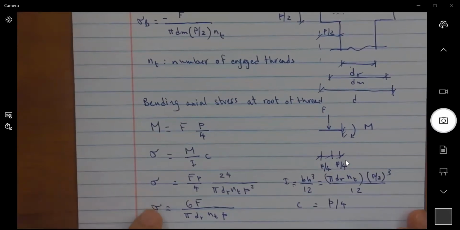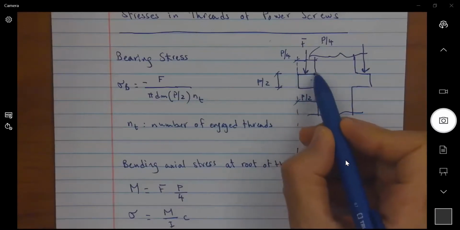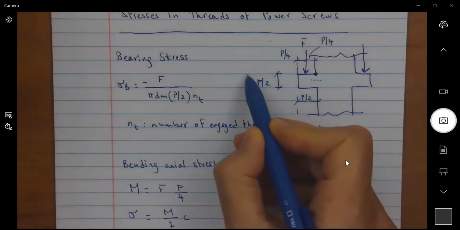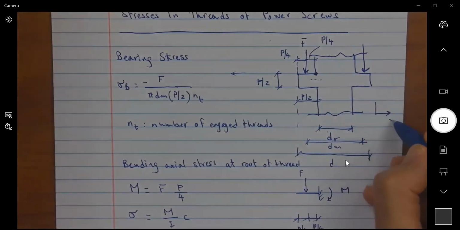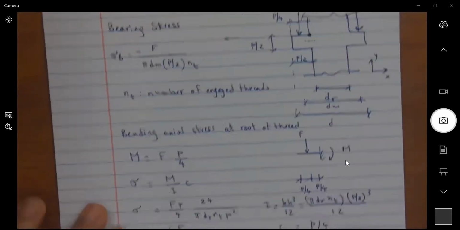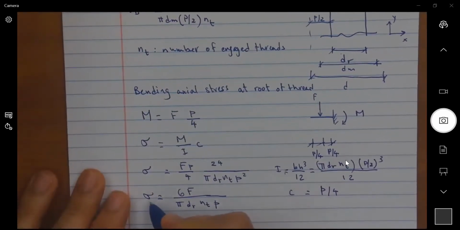Now this bending stress is acting in which direction? It is pulling at the root of the thread in this direction. So if this is XY, this sigma is acting in the X direction.